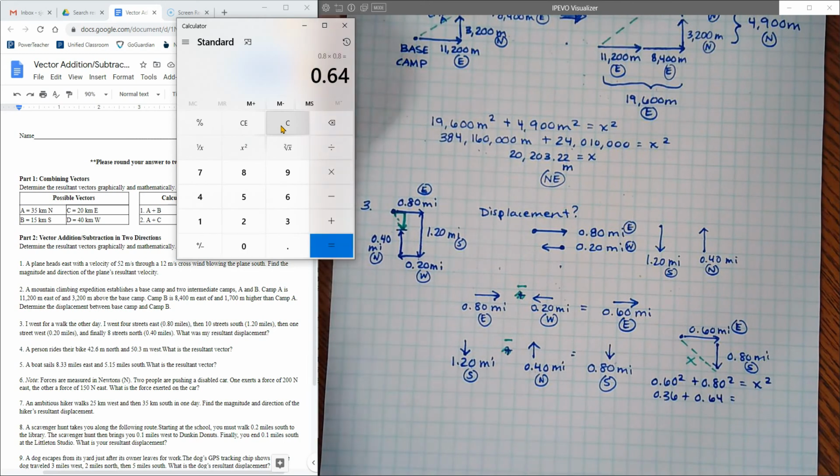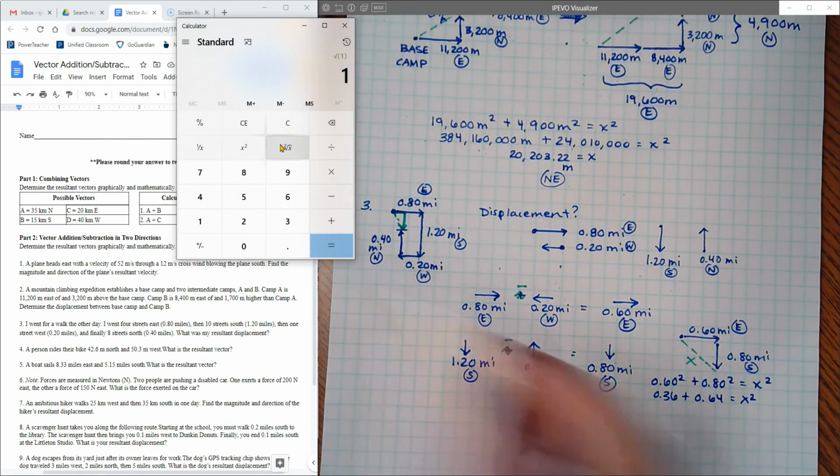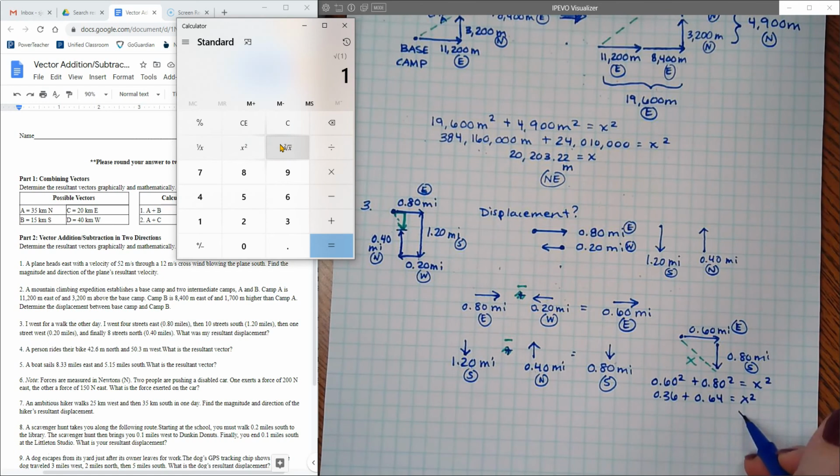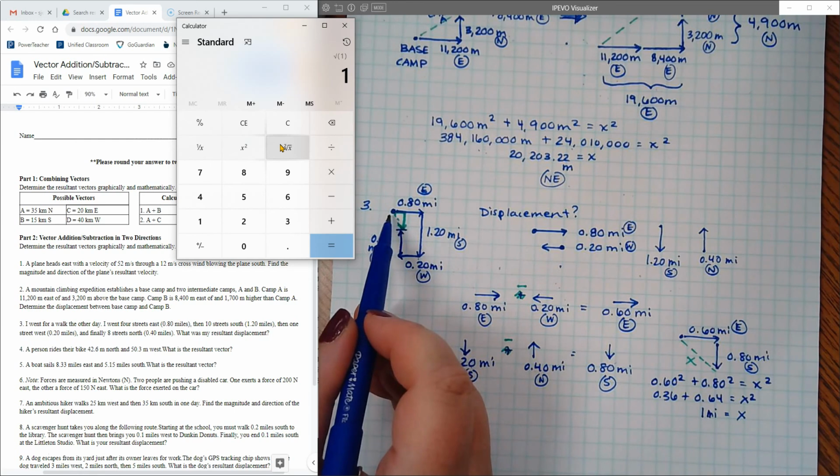I don't really know why I have to check that, but I just feel like I have to. When we add them together and find the square root, oops, sorry. No, that is right. So when I add these together, I get 1.0. The square root of that would just be 1. So essentially what this is saying is I've gone about 1 mile from the start to the finish.